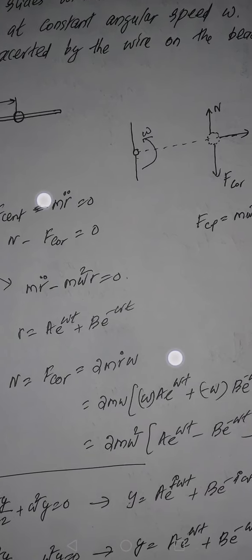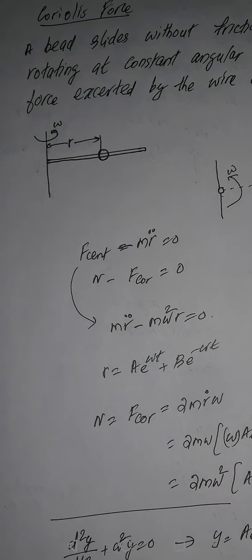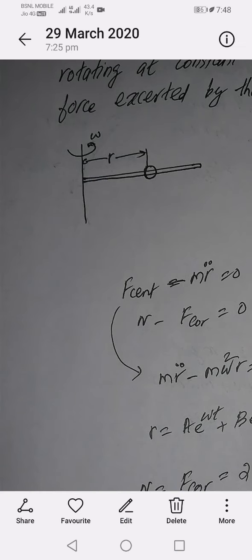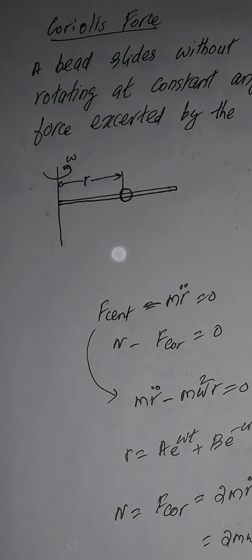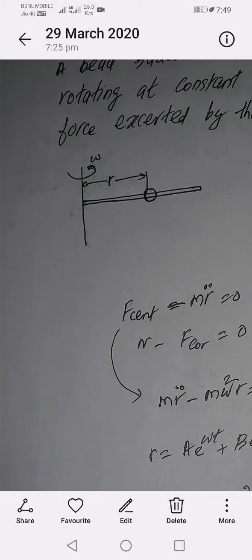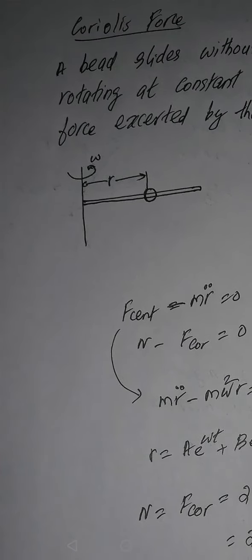Alright, next example. The next example is related to Coriolis force. In this example, I have a wire, and a bead is sliding without friction along the wire. This is the bead. It is a massless wire, so I am not considering its weight.